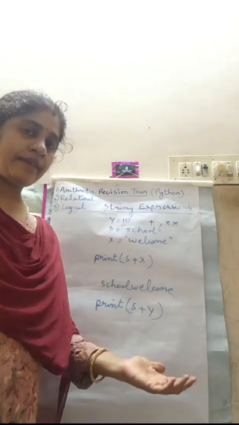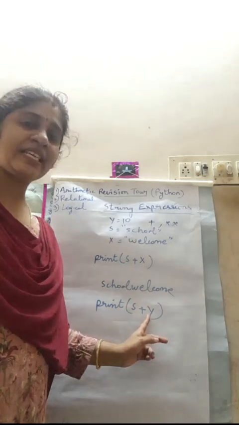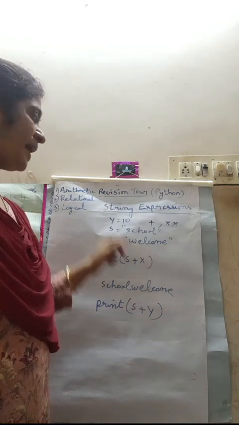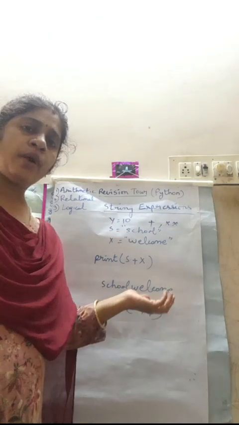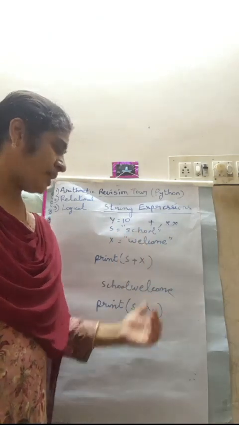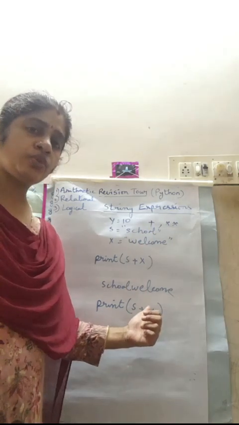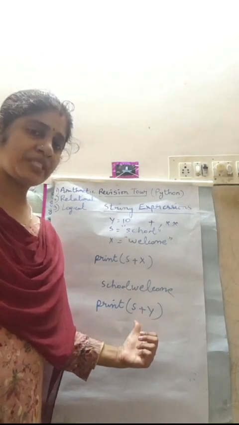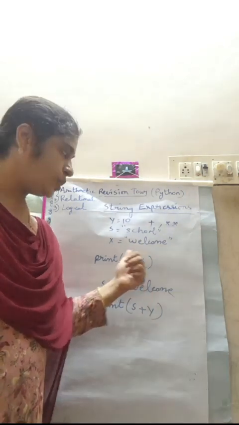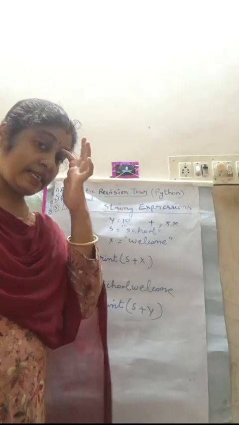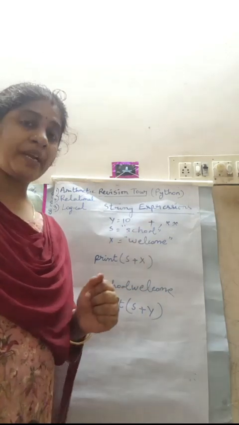Suppose I try to apply the plus operator on one string and one integer, like print s plus y, where y is holding the value 10 and s is holding the value school. What will happen if you have one string value and one integer value? This will give you an error because this is not possible. Plus can be applied on either two strings or on two numbers. So this is how the plus operator is applied.